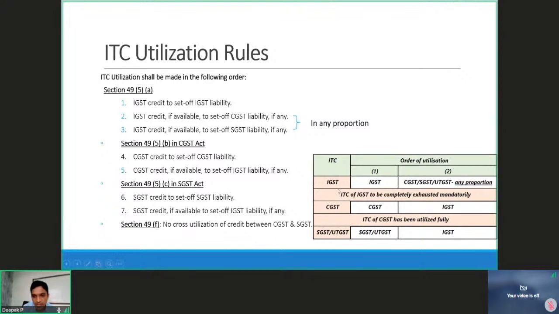So first, again, you have IGST liability. You will utilize IGST for IGST first. Then with SGST and CGST in any proportion. ITC of IGST has to be completely exhausted. Then come to your CGST input tax credit, utilize it for your CGST, then utilize it for IGST. ITC of IGST has been utilized fully here. Only if it is fully utilized, then you can offset with IGST. Similarly, SGST, utilize for any SGST output tax payable, then use it for payment of IGST.